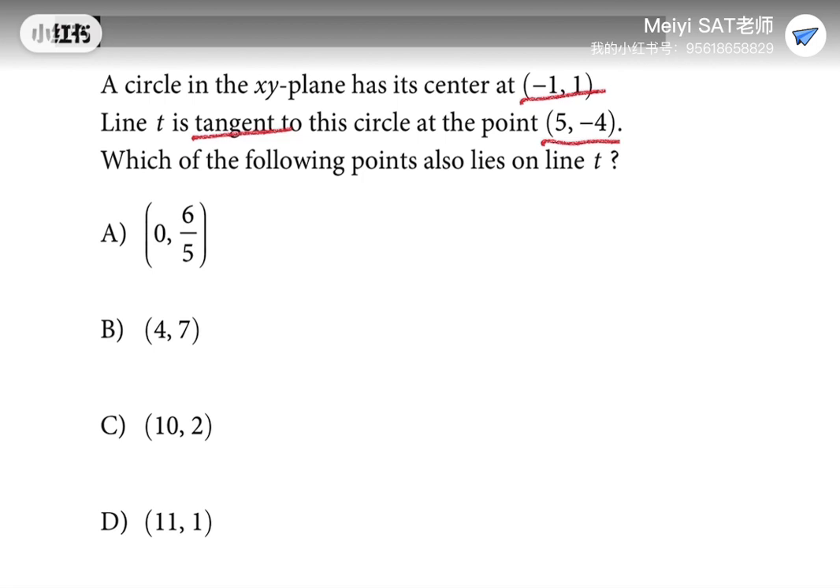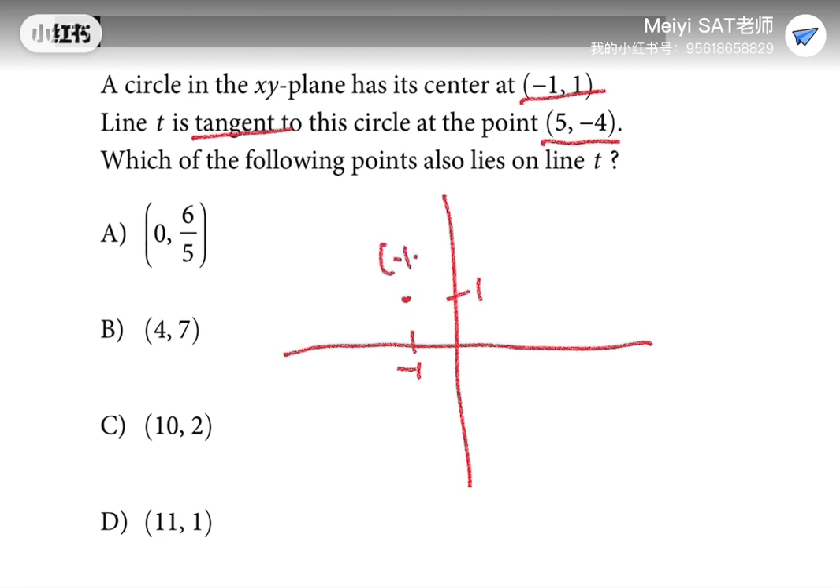Now to do this problem, the very first thing we're going to do is draw out what exactly the problem is talking about. So let's draw the coordinate plane. And we are going to draw the point negative 1, 1. So that's right there. And we're going to draw the point 5, negative 4. So that's 1, 2, 3, 4, 5, negative 4. 1, 2, 3, 4, negative 4. So the point is 5, negative 4.